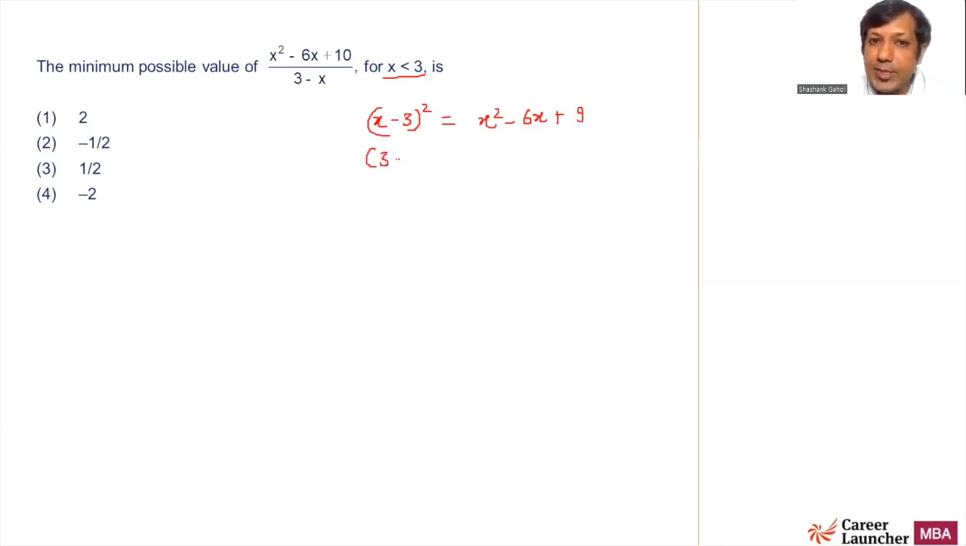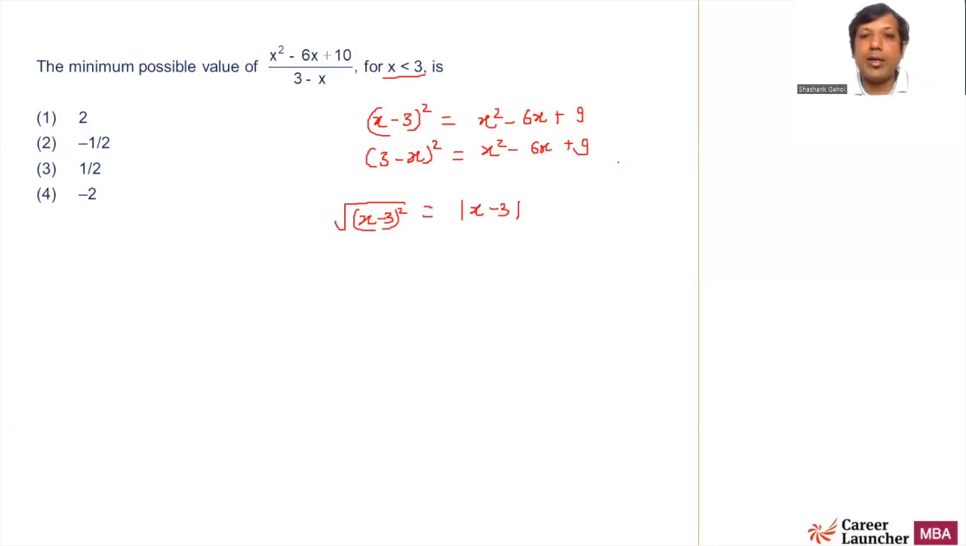If I say (3 - x) whole square, that's also going to be x square minus 6x plus 9. So if we are talking about square root of (x - 3) whole square, this comes out to be mod of x minus 3. Square root of x square is said to be mod of x. So square root of (3 - x) whole square is mod of 3 minus x. What is the meaning of mod of 3 minus x? If x is greater than 3, it is going to be equal to x minus 3. If x is smaller than 3, then it is going to be 3 minus x.